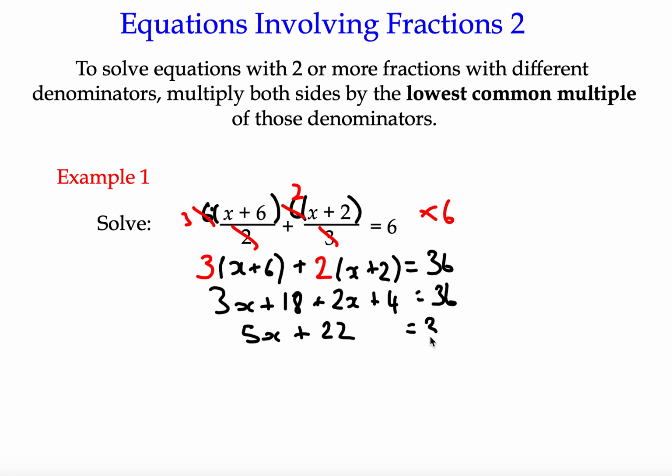So hopefully this bit's familiar enough. It's the first part. 5x plus 20 equals 36. Take away 22 from both sides. We end up with 5x equals, what's that, 14.